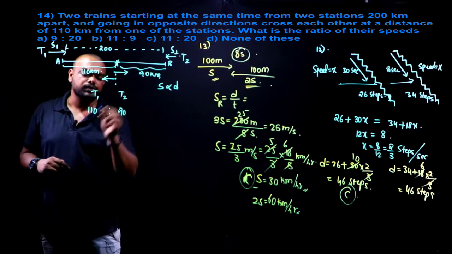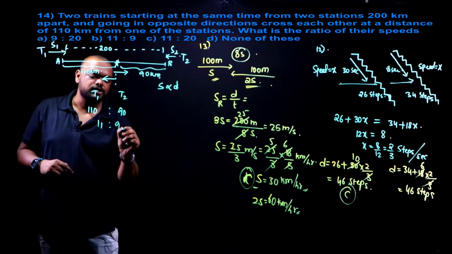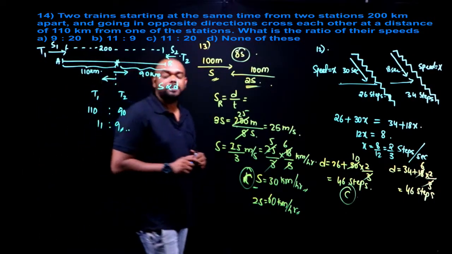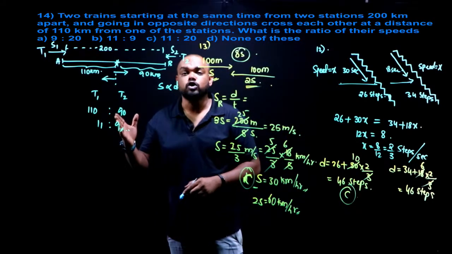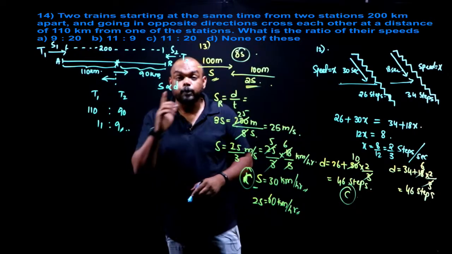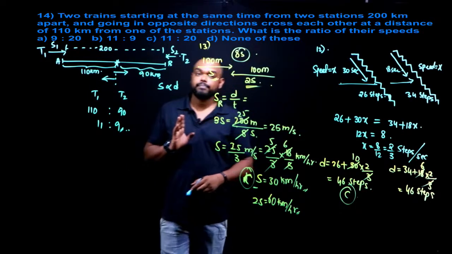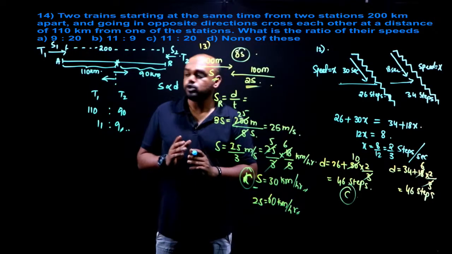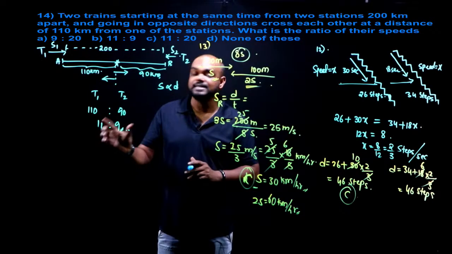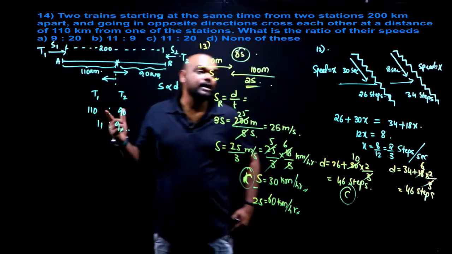Now, take the ratio of this. That will be your answer: 11:9, because speed is directly proportional to the distance. If the distance ratio is 11:9, then the speed ratio must also be 11:9, provided it is the same time, because these two started at the same time. So obviously they traveled for the same time. So the answer is 11:9.